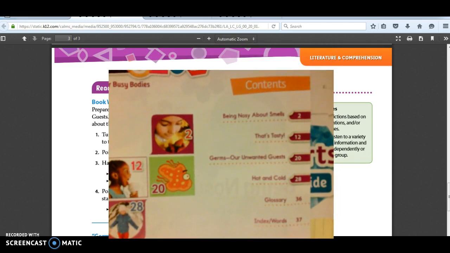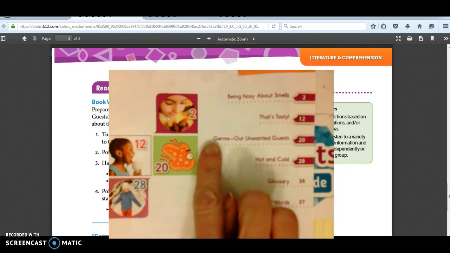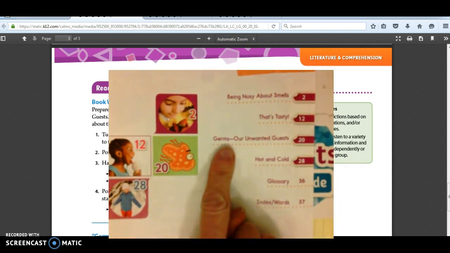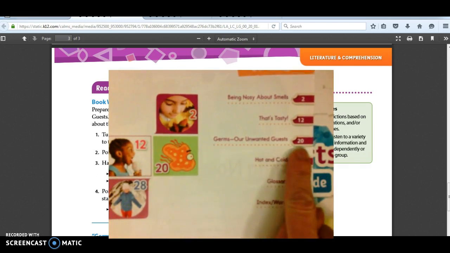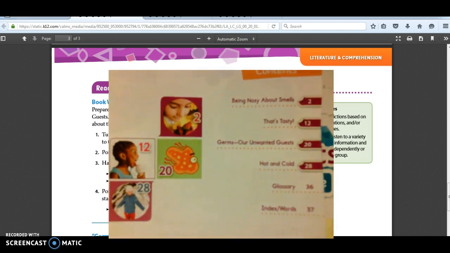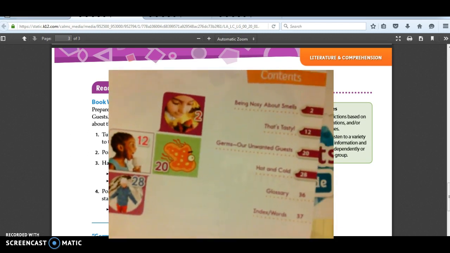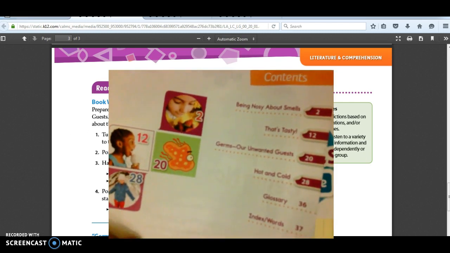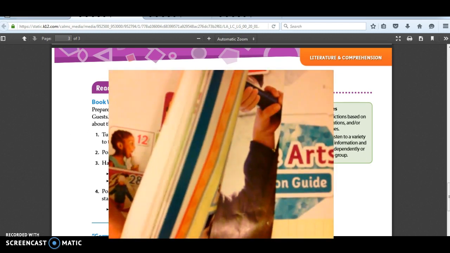You want to help them locate the name of the article. Germs, our unwanted guest. And you can ask your student, what page does that article begin on? So that would be a great way to bring in some math skills. And then once they say page 20, have them turn to page 20.